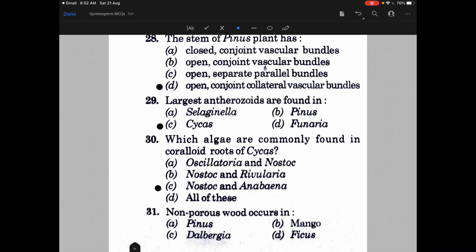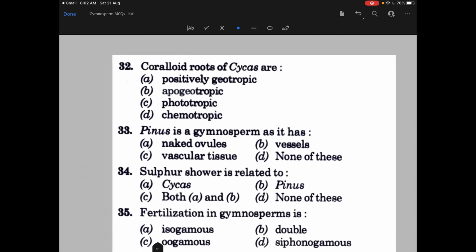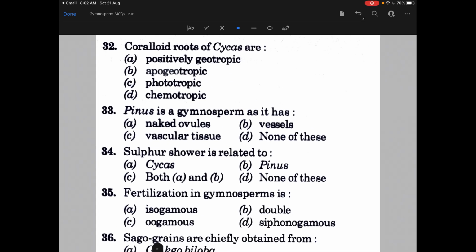Non-porous wood occurs in dash. The answer is A, that is Pinus. Next, coralloid roots of Cycas are dash. They are B, that is apogeotropic. Next, Pinus is a gymnosperm as it has dash, and the answer is A, that is naked ovule.